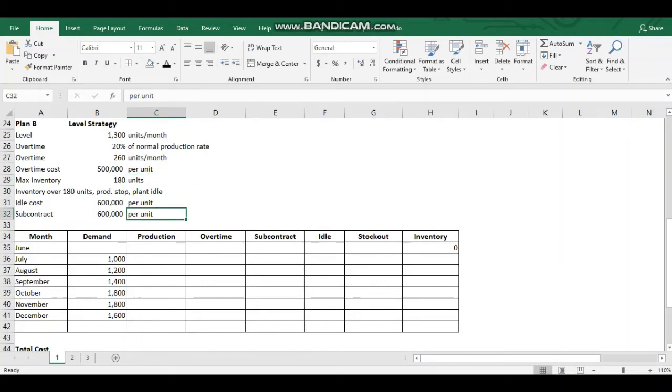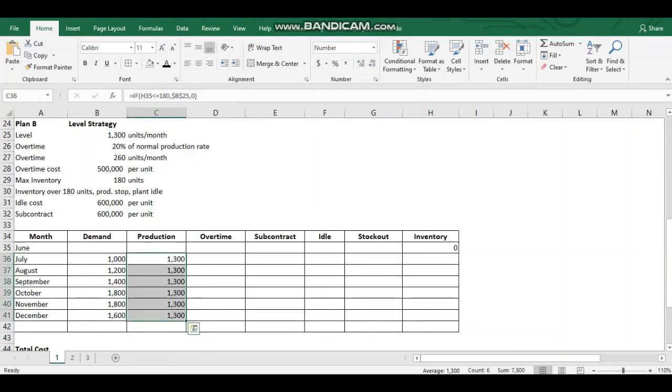Okay, now we already got the info, and then we make the table as well. For month and demand, it is already stated in the problem, and we add more columns for production, overtime, subcontract, idle, stock out, and inventory. Since we are using level strategy, it means the production rate from July to December is the same, and it's stated in the problem that the level is 1,300 units per month.